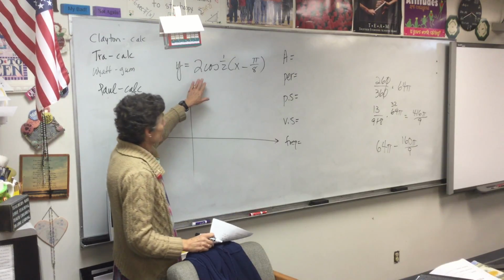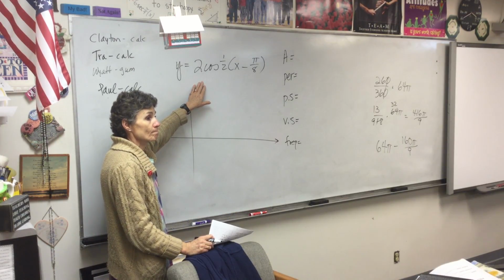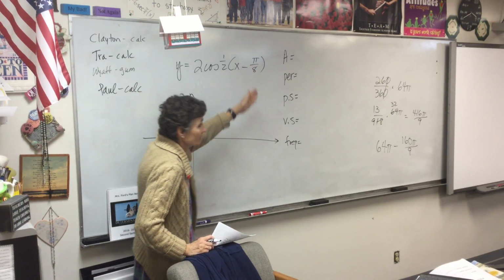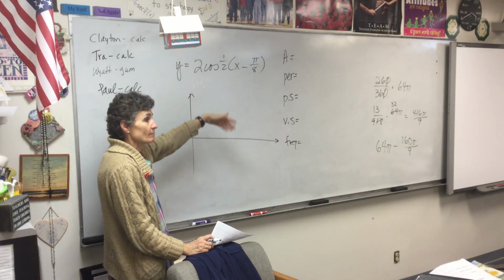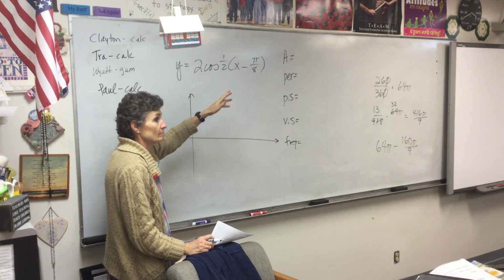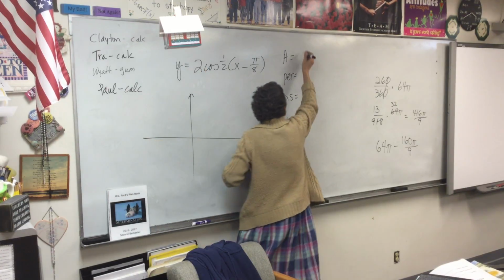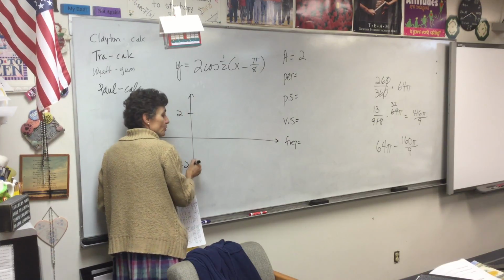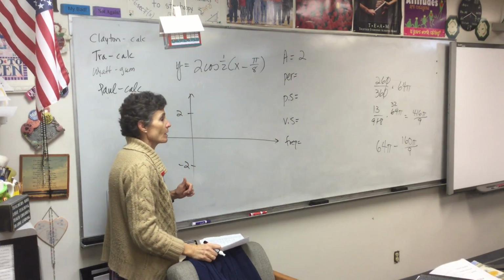So what can you tell me about this? What's going on here? What can you tell me about any of those blanks then? Can you fill in any of those blanks? Brenton? So amplitude is 2. Amplitude is 2, which means when I get around to sketching it, I'm going to go up 2 and down 2. All right, what else?